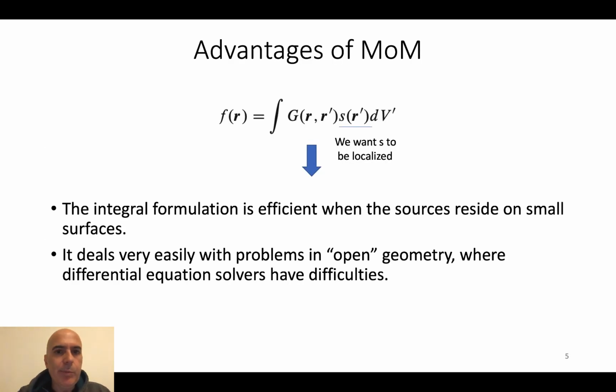We already touched upon advantages of MoM. Well, the first is that it's very easy to deal with problems in open geometry, where differential equation solvers have big difficulties. The other advantage is that the integral formulation is efficient when the sources reside on small surfaces. So this integral just needs to take into account the charges, the sources that are in a very localized part of our domain.